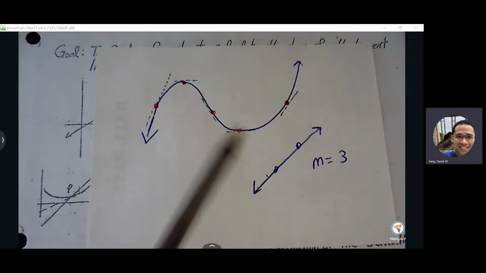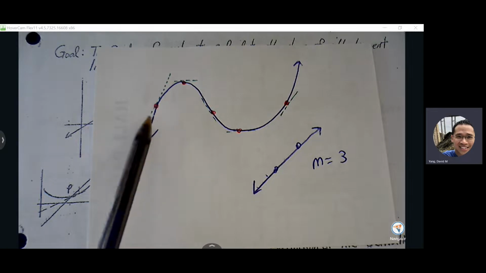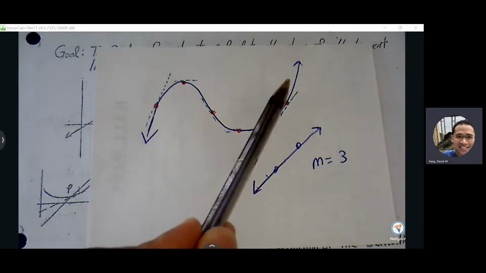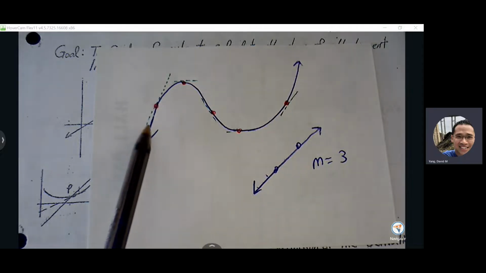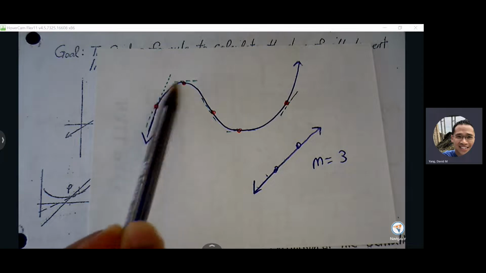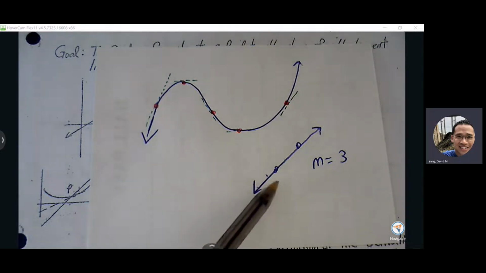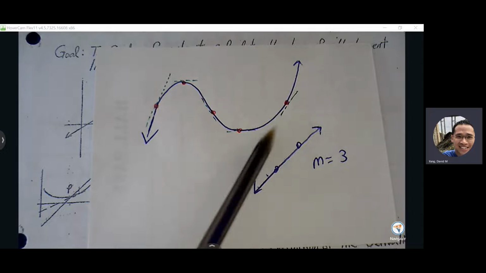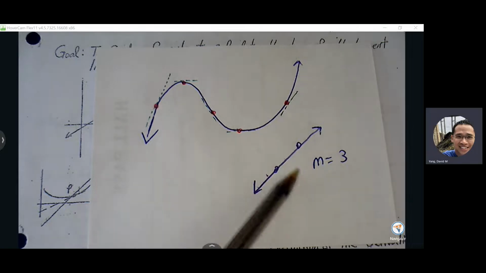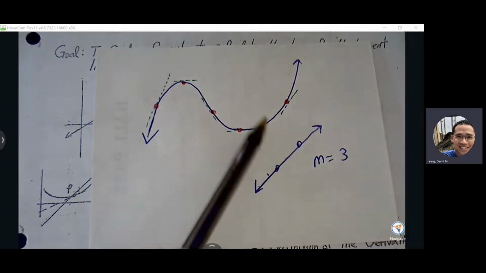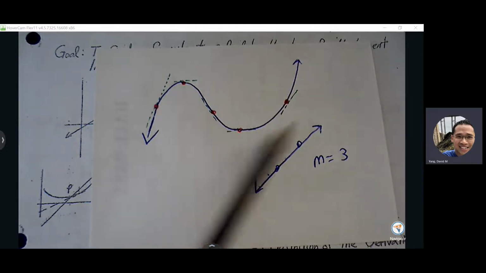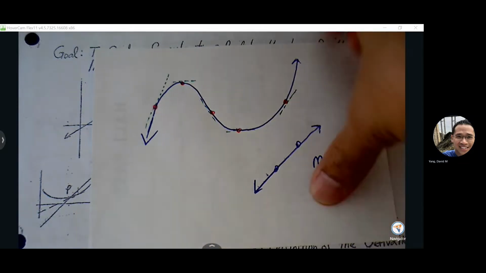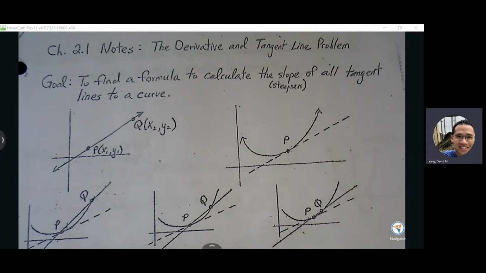Okay, so that seems like kind of a daunting thing to do, right? It's like, how are we going to come up with a slope formula that will tell me the steepness of every single point on this curve? And what we're going to do is we're going to start off with the slope formula, and then we're going to figure out how we can adapt the slope formula to get us something that will tell us the steepness of every point on an ever-changing curve. Okay, so the goal is to find a formula to calculate the slope of all tangent lines to a curve.